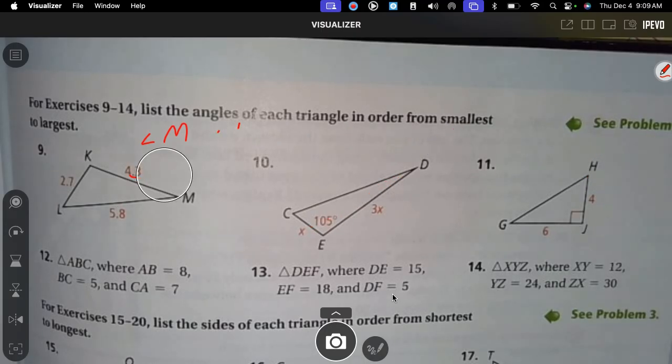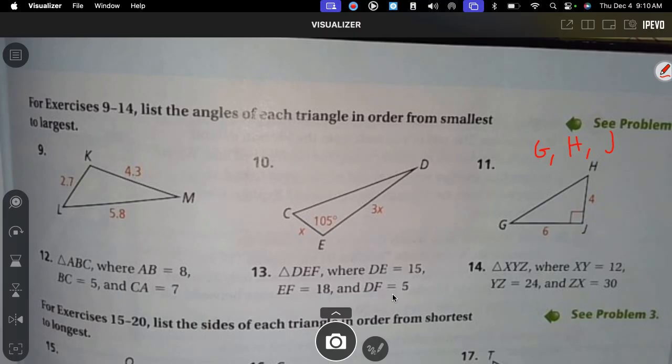Let's look at a few more. What was the answer to that one? This one, it was G, because it was 4. Then H, because it was 6. And then J is the longest, because it was across from the biggest angle, at 90.